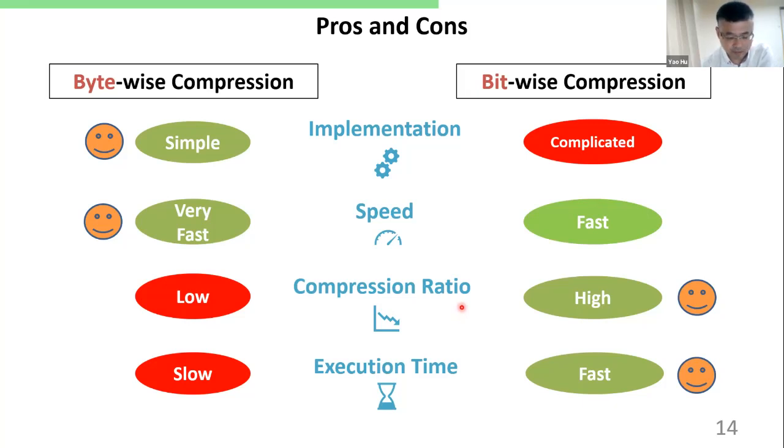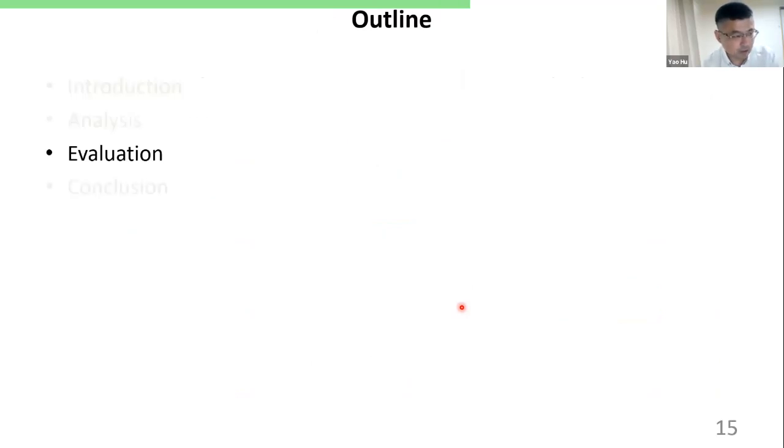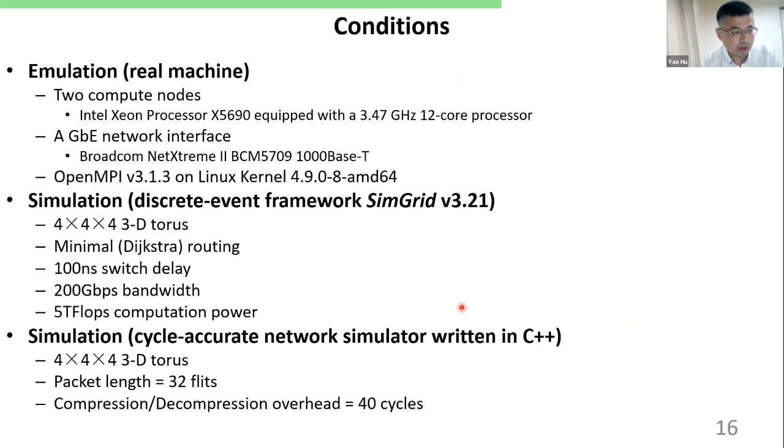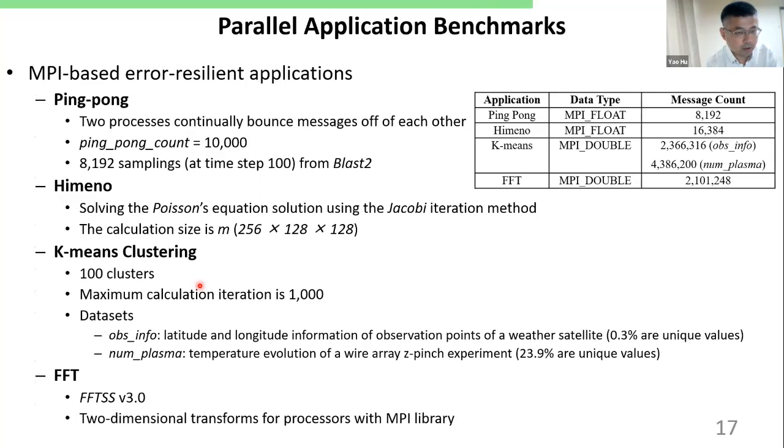proposed compression techniques. So next is the evaluation. Here are the conditions. We use a real machine and several simulations to evaluate the efficiency of the proposed lossy compression techniques. And here are the MPI applications we use in the evaluation. In these error tolerant applications, floating point data are transferred between the compute nodes. We compress the data on the sender side and decompress them on the receiver side.